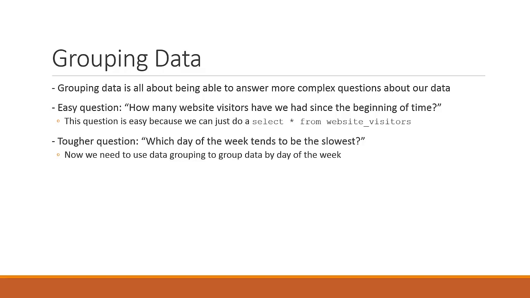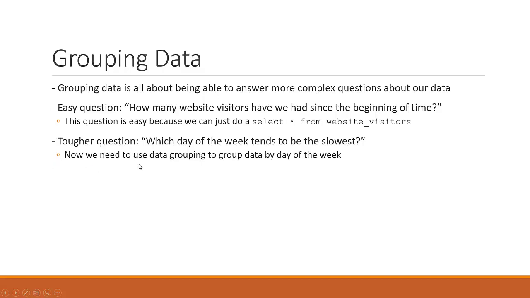We'll know exactly the answer to that question. So how many visitors have we had since the beginning of time? We query this hypothetical table that I've made up in my mind. We select star from website visitors, and there you go. It'll tell us there's been 300,000 website visitors because there's 300,000 rows in this table. So that's an easy way to answer that question because it's an easy query.